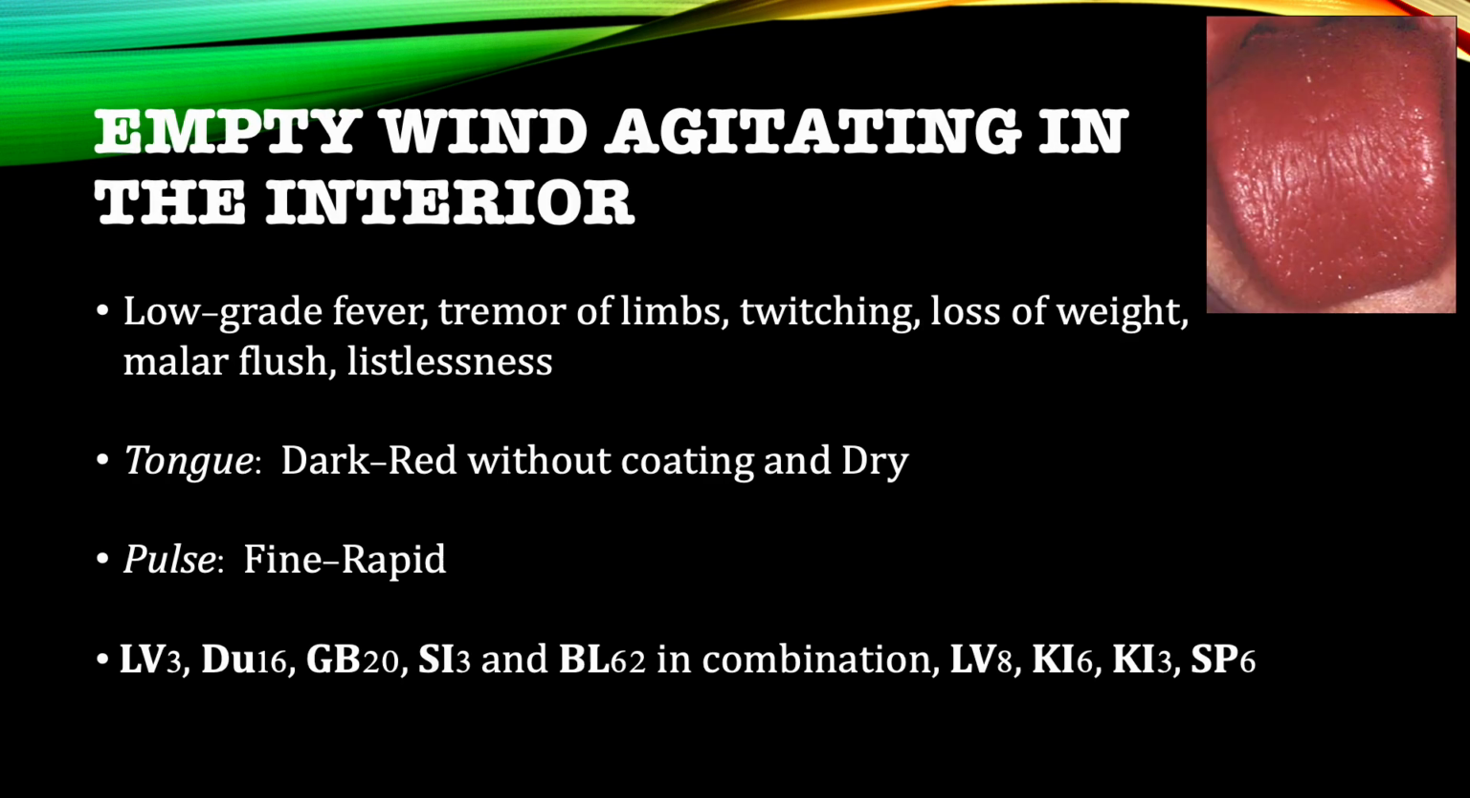Empty wind agitating in the interior: low-grade fever, tremor of limbs, twitching, loss of weight, malar flush, listlessness. Tongue, dark red without coating and dry. Pulse, fine, rapid. Points: liver 3, DU16, gallbladder 20, SI3 and bladder 62 in combination, liver 8, kidney 6, kidney 3, spleen 6.